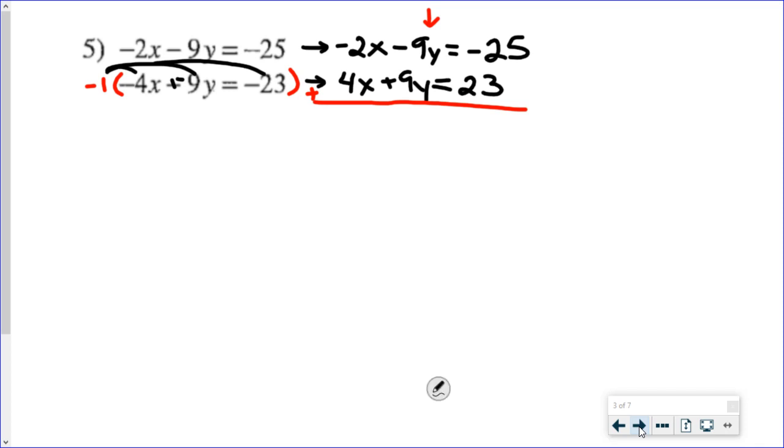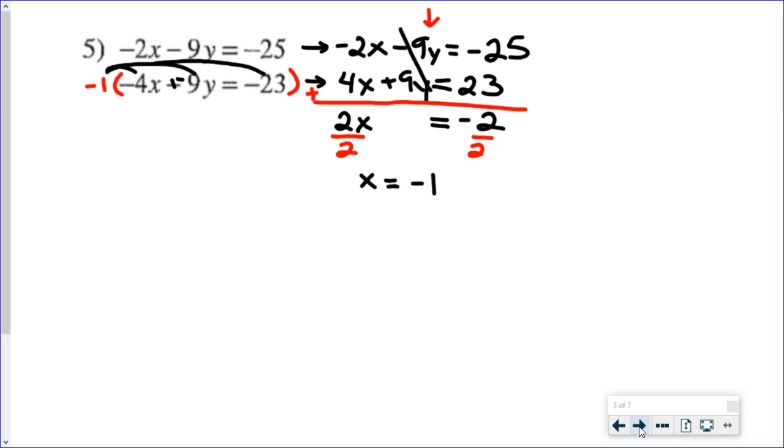Okay, so how many x's do I have? I have a positive 2x. Again, my y's cancel. My equal sign gets brought down, and negative 25 plus a positive 23 is negative 2. Okay, then this should be the easy part, just getting x by itself, and that's a negative 1.